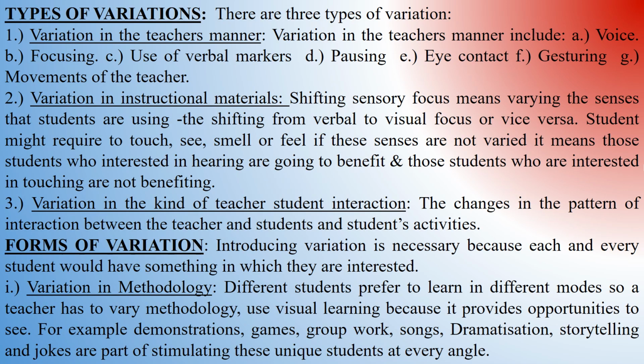Types of variation. There are 3 main types of variation: variations in the teacher manner, variations in the instructional material, and variations in the kind of teacher-student interaction. Variations in the teacher manner include voice, focusing, use of verbal markers, pausing, eye contact, gesturing, movement of the teacher.